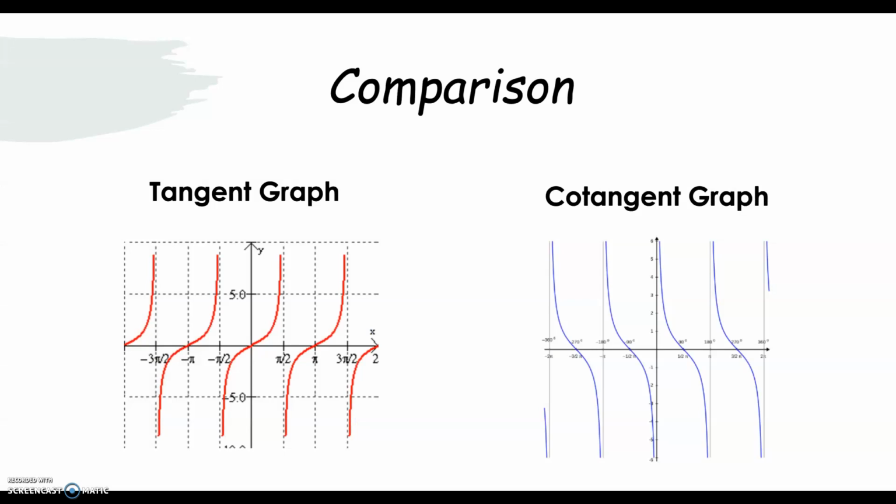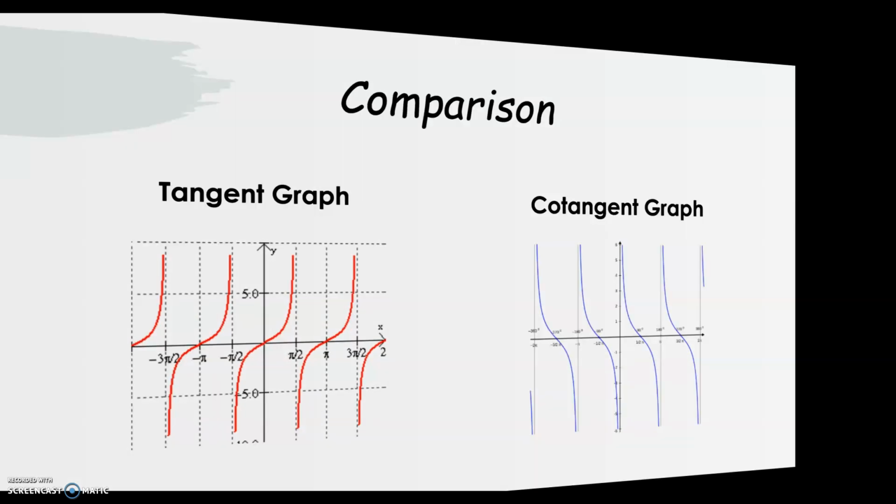So here we have our tangent graph on the left and a cotangent graph on the right. They almost look identical, just reflected over the y-axis, so you have to be careful when you graph it. There's also certain situations where they will be reflected over the y-axis, so you have to look for that in the equation.